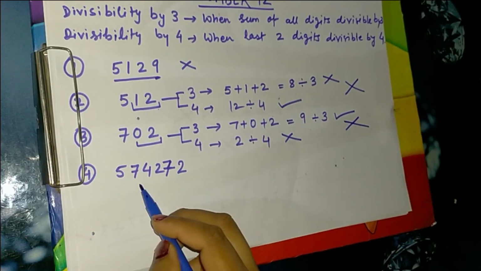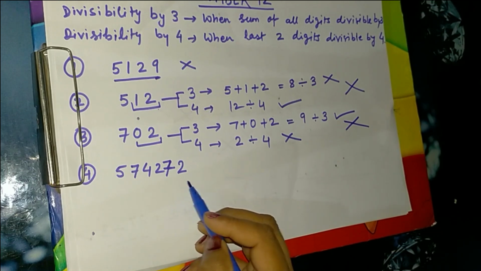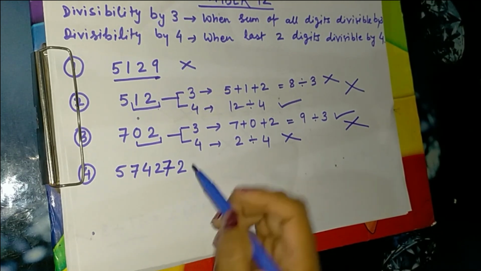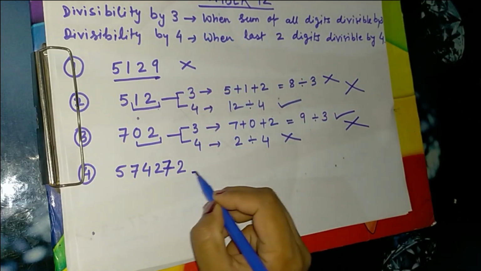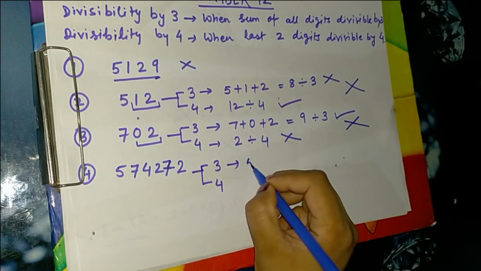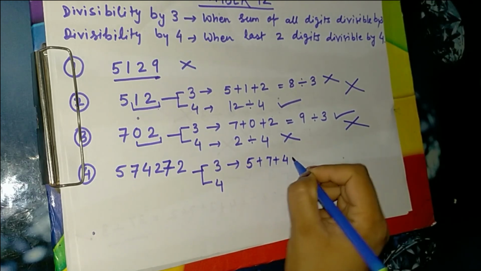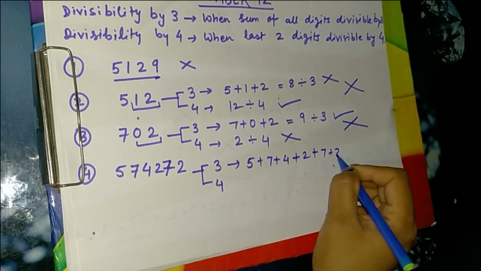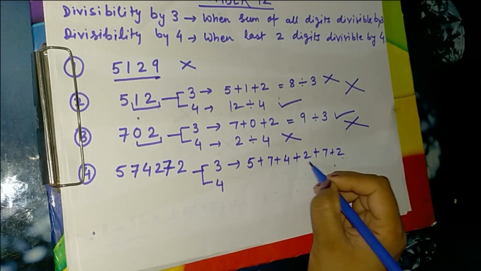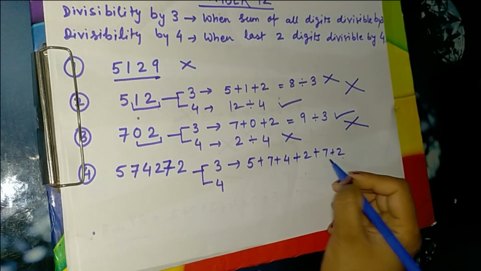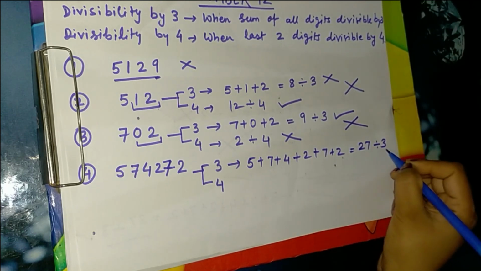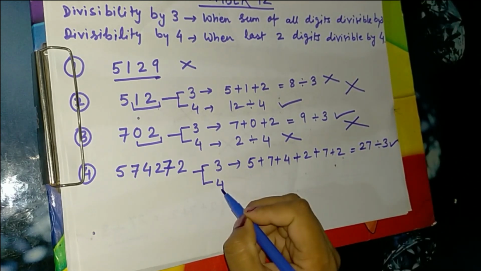Our last number is 5,74,272. The last digit is even, so we need to check this number for divisibility by 3 and 4. To check the divisibility by 3, we need to add the individual digits of this number like this. So 5 plus 7 is 12, 12 plus 4 is 16, 16 plus 2 is 18, 18 plus 7 is 25, and 25 plus 2 is 27, and we know that 27 is divisible by 3.